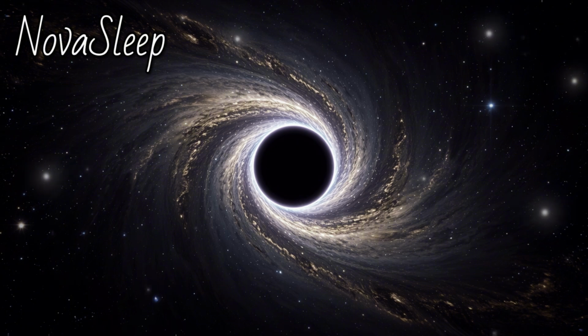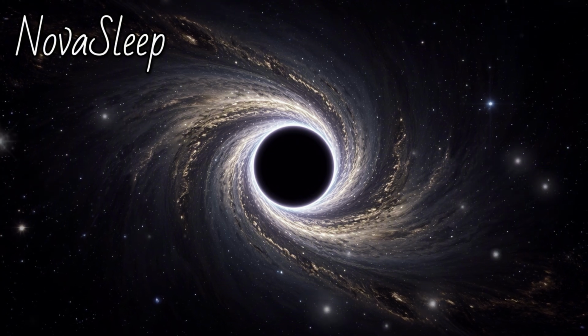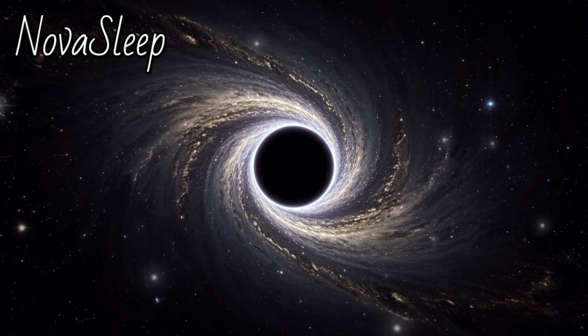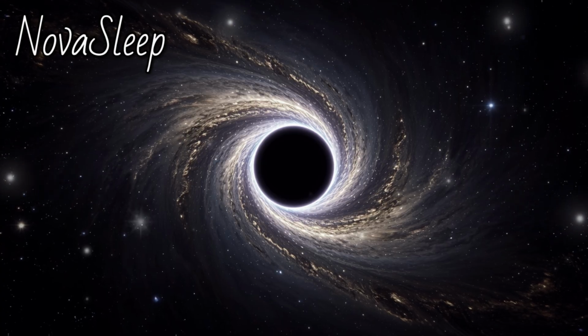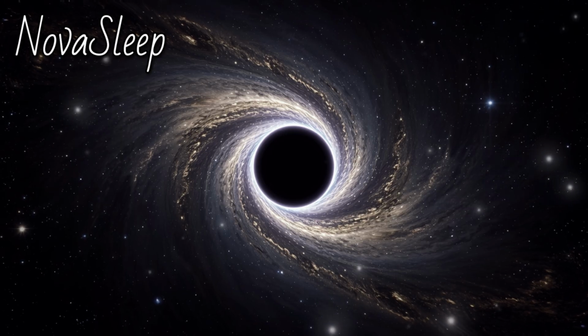35. Iron line broadening produced by strong gravity. In the X-ray spectra of accreting black holes, a particularly important feature often appears: the emission line of iron at around 6.4 kilo-electron-volts. In a laboratory, this line would be sharp and narrow, but near a black hole it is distorted into a broad, skewed shape.